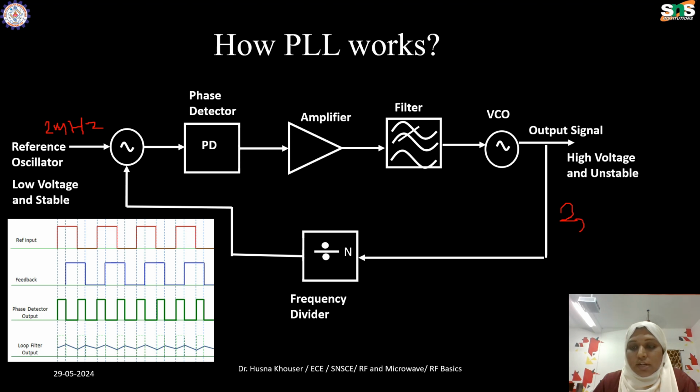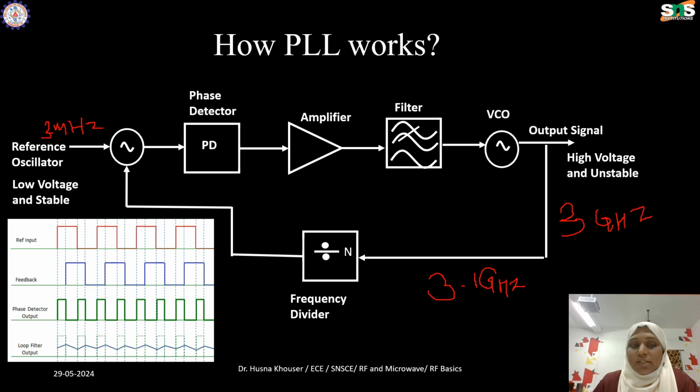Okay, let's take 3 gigahertz, and here also 3 megahertz, for example, for understanding purposes. This 3 gigahertz output will not be stable; the frequency will either increase or decrease. So for example, when it is 3.1 gigahertz, the frequency divider will divide the 3.1 gigahertz until it meets the reference frequency of 3 megahertz.